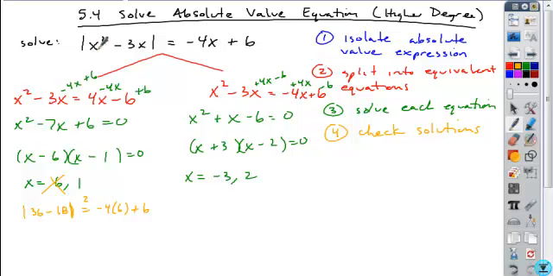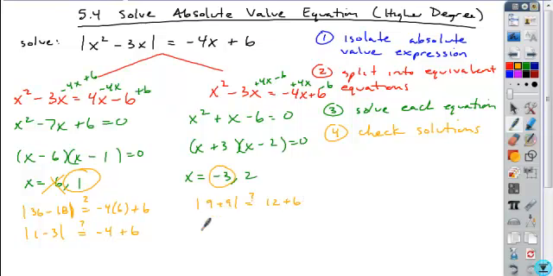Let's move to 1. Absolute value of 1 squared, which is 1, minus 3. We want to see, is that equivalent to negative 4 times 1 plus 6? So is the absolute value of negative 2 equal to negative 4 plus 6? Yeah, so that is going to work. Let's look at the next one to test, which is negative 3. So we take absolute value of negative 3 squared, which is 9, minus 3 times negative 3 gives us plus 9. And we want to see, is that equivalent to negative 4 times negative 3, which is 12, plus 6? Yes, so negative 3 works.